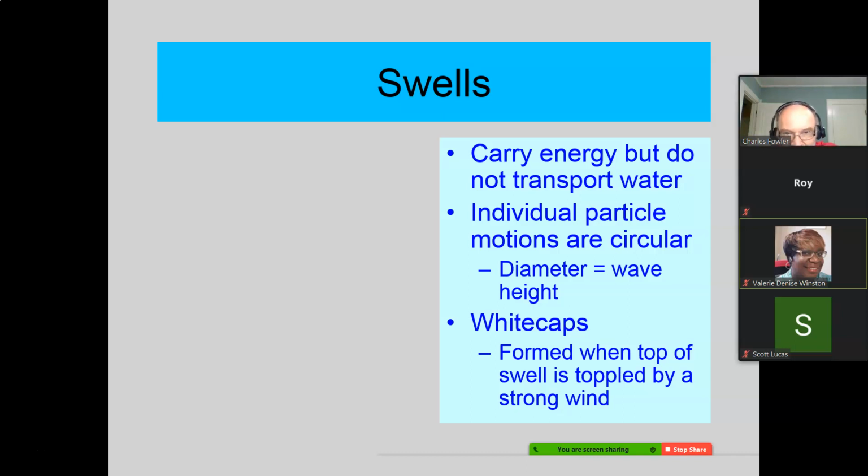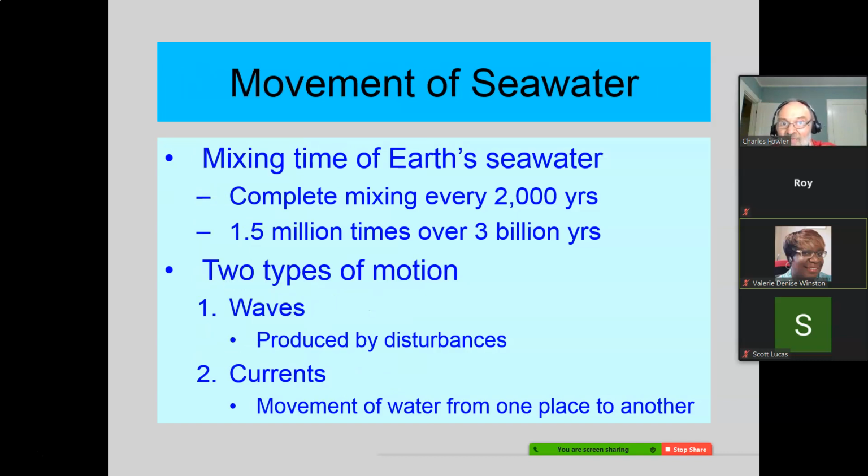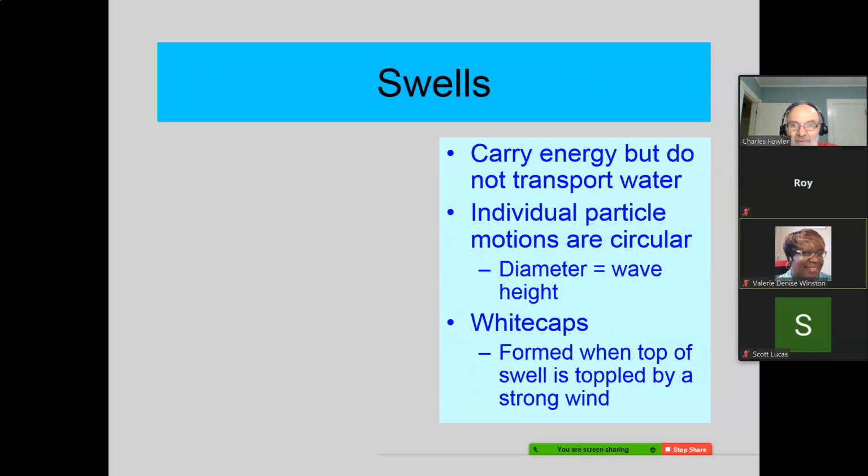So if you think back to when this section first started, movement of seawater, the swells don't really move the seawater much except up and down. They don't move it from one place to the other. Waves can, but the swells typically do not. Now, the individual particle motions, I said that's up and down. Really, it is moved a little bit forward, but then it moves a little bit back. So basically, the up and down with the back and forth produce somewhat circular motion.